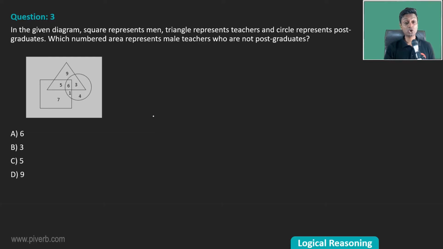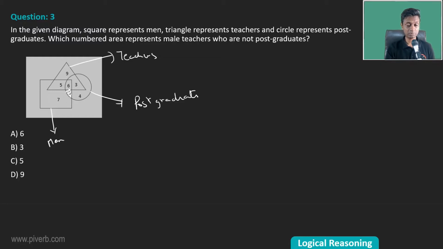In the given diagram, square represents men. Triangle represents teachers. Circle represents postgraduates. And so if you think about this, square is men, circle is postgraduates.